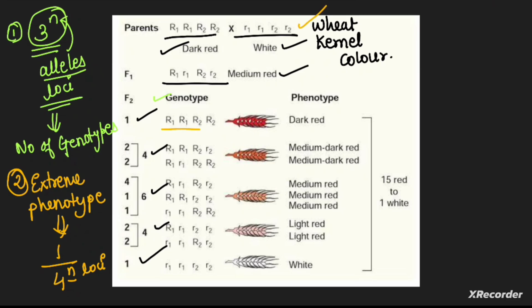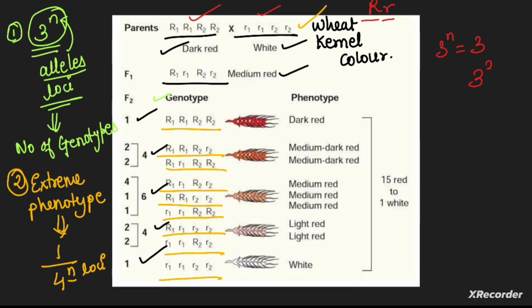So here, you can see that there are 9 different genotypes. Now let's utilize this particular formula, 3 raised to n, where n is the number of loci. I can see there is R and small r. It's all about 2 different alleles here. So I can say that it's 3 raised to 2. So I should get 9 different genotypes, which is true. I can see 9 different genotypes: 1, 2, 3, 4, 5, 6, 7, 8, 9.